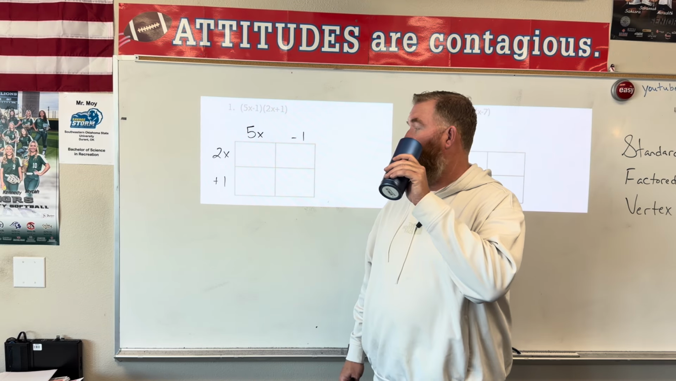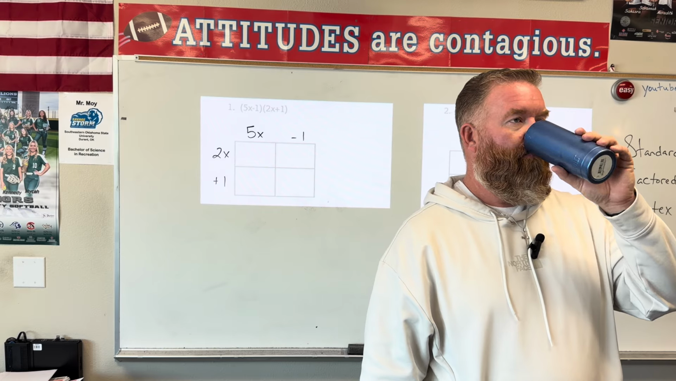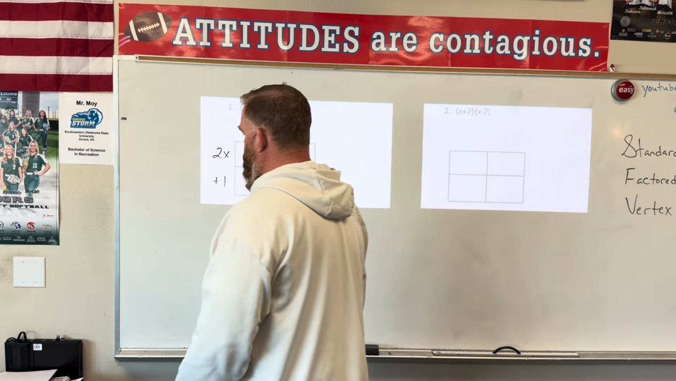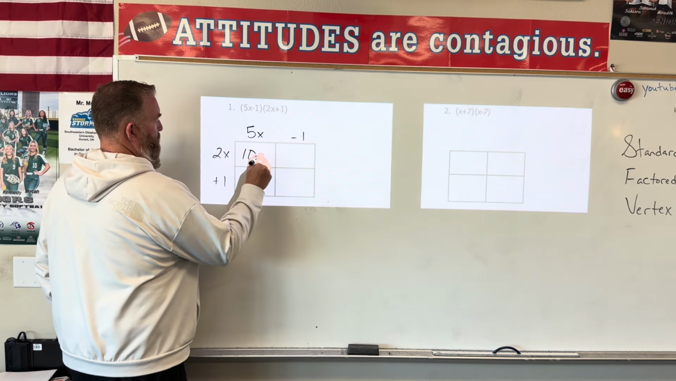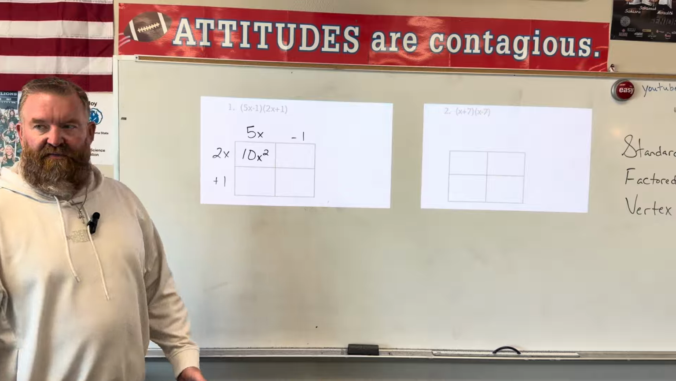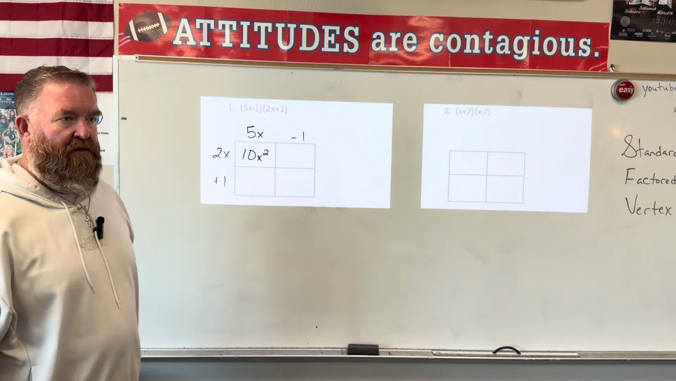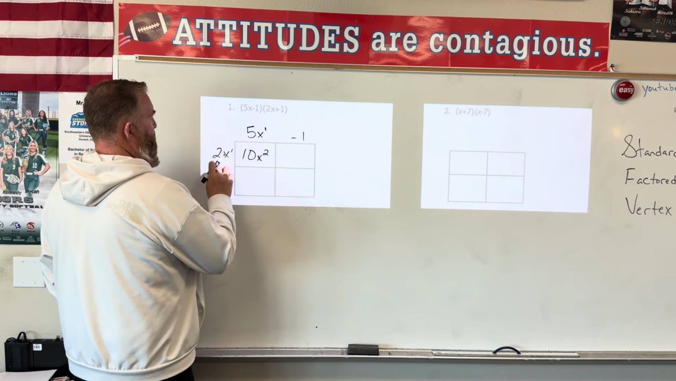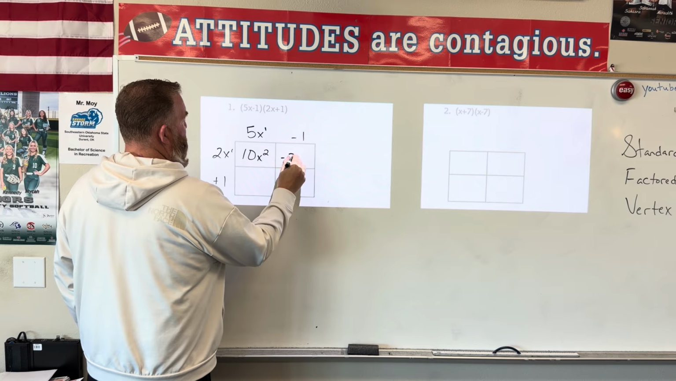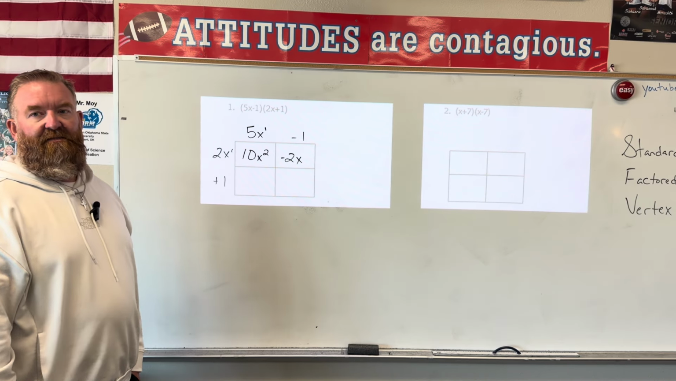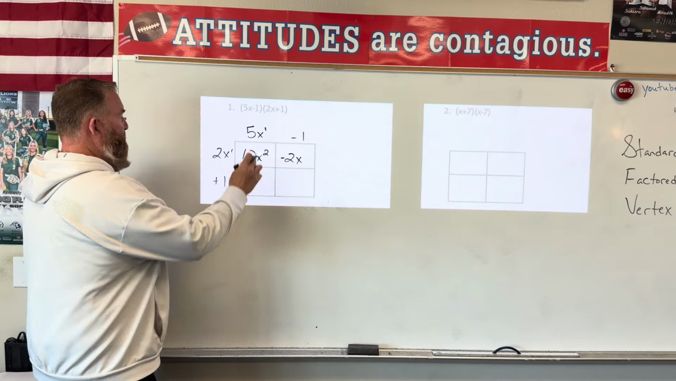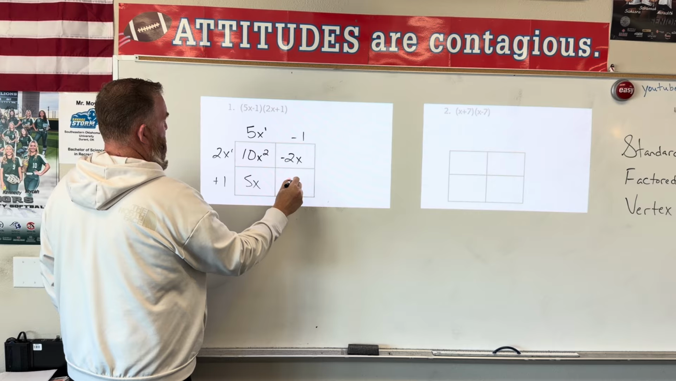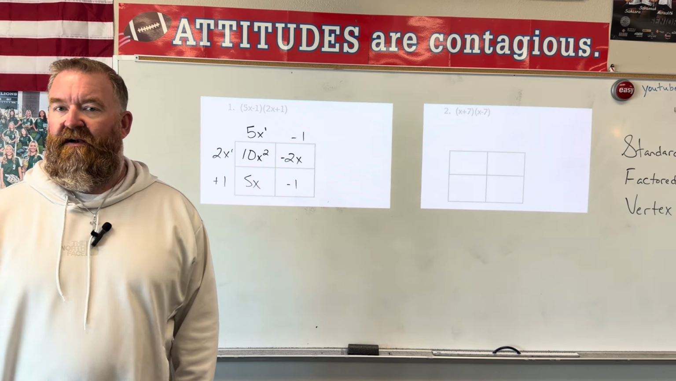All right, what's 5 times 2? 10 what? Nope. Right, 10x squared, because there's two x's. Yes? We multiplied them together, so we added the exponents together. Remember, this is like x to the first, x to the first. Yes? What is 2x times negative 1? Negative 2x. When you multiply times negative 1, your sign just changes. Okay? What's 5x times 1? 5x. What's negative 1 times 1? Negative 1. Everybody good?